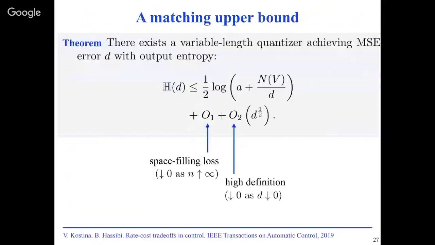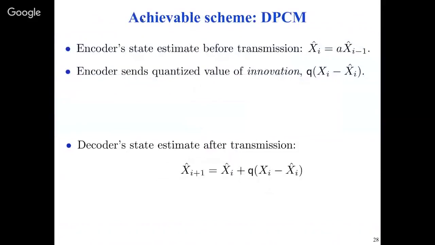Okay. How do we show this? So this is an achievability bound. So how do we show this bound? This is the idea. We actually analyze a classical scheme, differential pulse code modulation, which works as follows. The encoder has a state estimate before transmission, based on all the past. This is its best prediction about where the state is going to be at the next time, given the past. And then what it sends is the innovation with respect to that prediction. So it quantizes the difference between the true state and this prediction that the decoder also can compute.